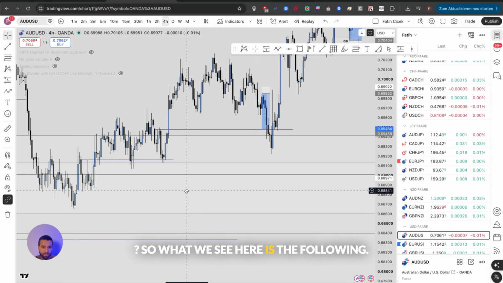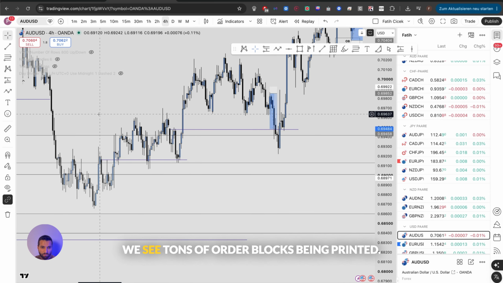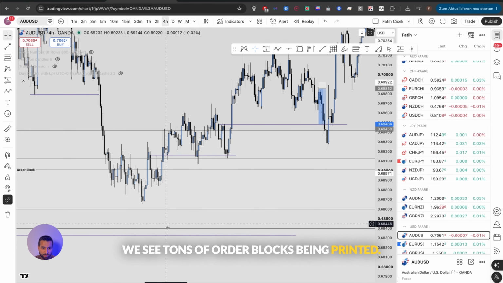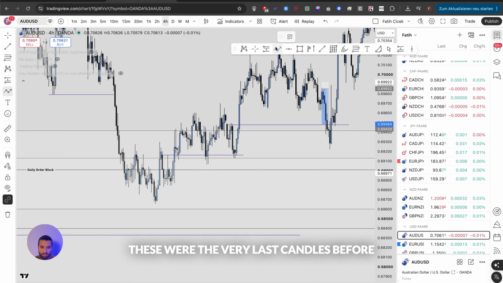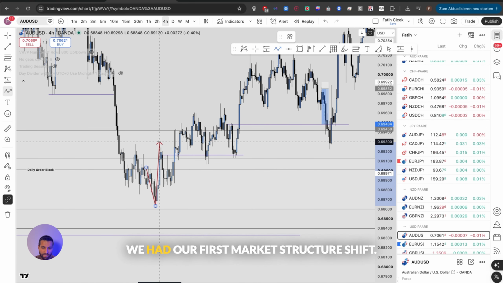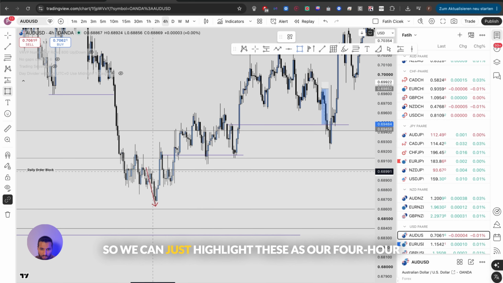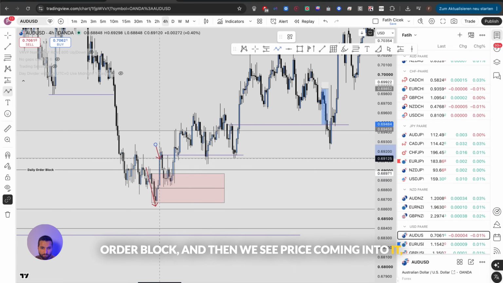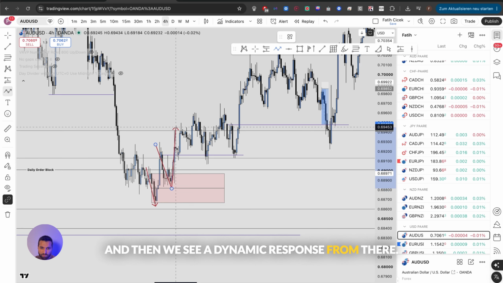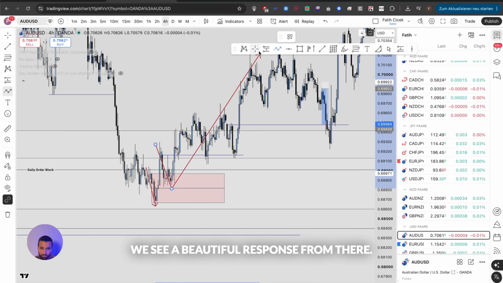So what we see here is the following: tons of order blocks being printed. We see these 4 candles over here. These were the very last candles before we had our first market structure shift. So we can highlight these as our 4-hour order block. Then we see price coming into it, and we see a dynamic, beautiful response from there.